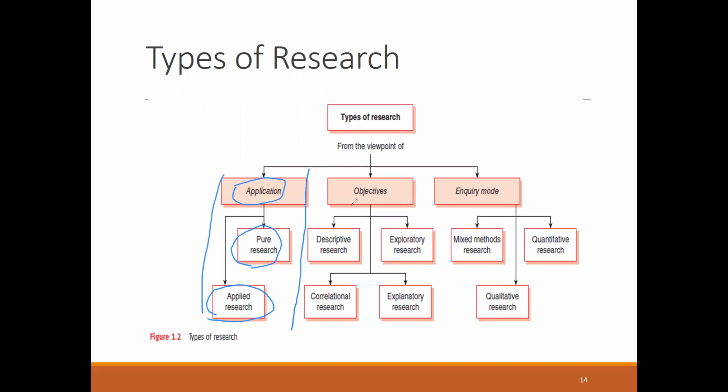Now let us discuss research by objectives. So we have four different types of research by objectives: descriptive research, exploratory research, correlational research, and explanatory research. Now let me try to simplify what is descriptive research. In descriptive research we are focused on the characteristics of population.